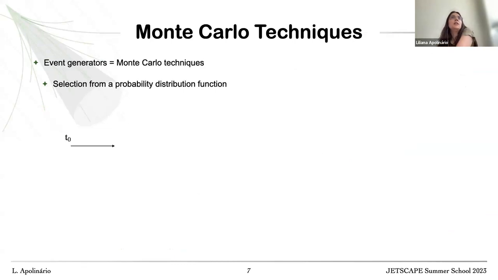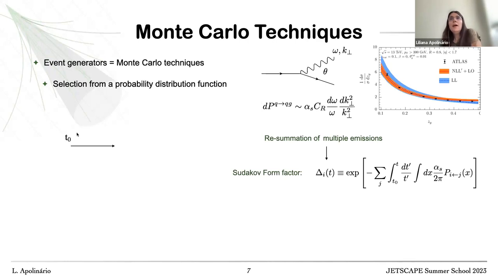Now, how exactly do we introduce this in some Monte Carlo? Well, for the Monte Carlo part, we need to make some sort of selection out of a probability distribution function. For instance, we start with a given parton at a given scale. It can be a virtuality, it can be a mass, or it can be some angle. So some scale that you have for your parton. And then, from computing, for instance, this single gluon emission spectrum, you can understand that your radiation spectrum has two divergences.